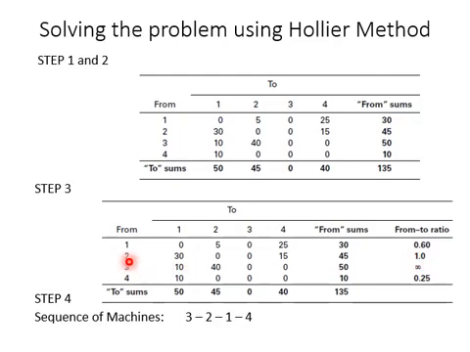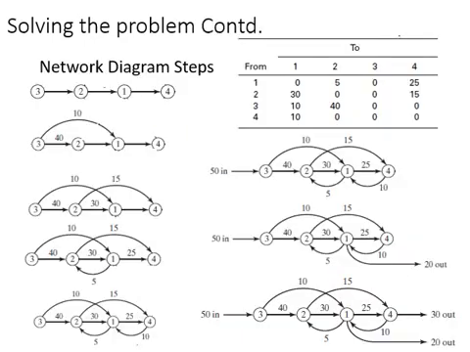So this is for machine 2. Machine 2 has been placed. Then the third one is 0.60, so this is for machine 1. And the least from-to ratio is 0.25, so the fourth machine is placed at the end of all the machines. So this is the sequence of the machines that has been obtained, the logical sequence.